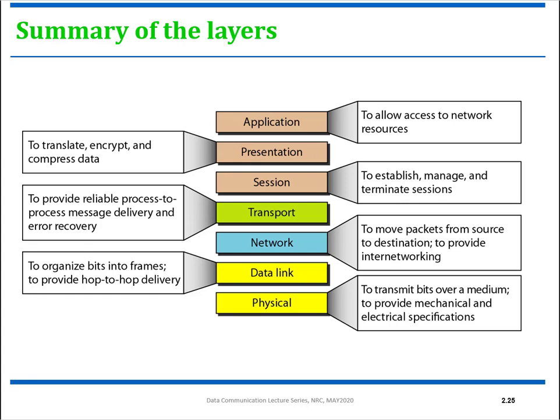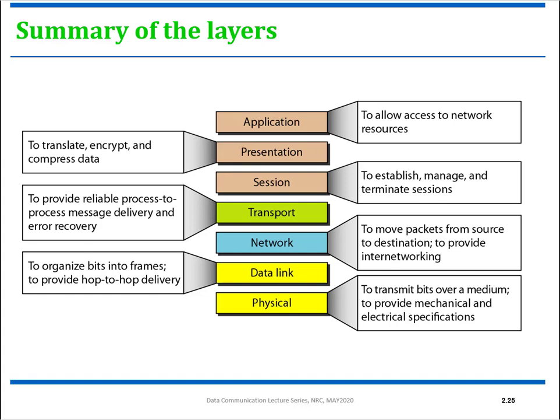Now let us summarize the different activities of the different layers. First is the physical layer. The physical layer transmits individual bits over a medium by providing mechanical and electrical specifications, right? Then the data link layer: its main responsibility is to make frames and hop-to-hop delivery. The network layer provides the logical addresses and the path by which data can be sent. The transport layer depends on process-to-process delivery, and it also provides segmentation and reassembly.